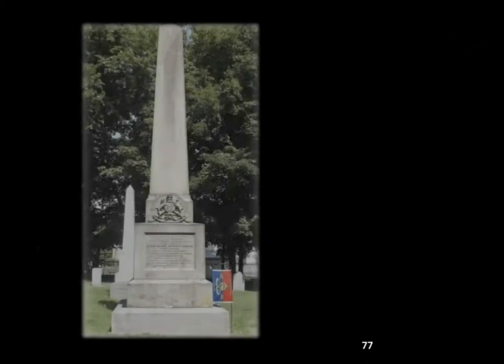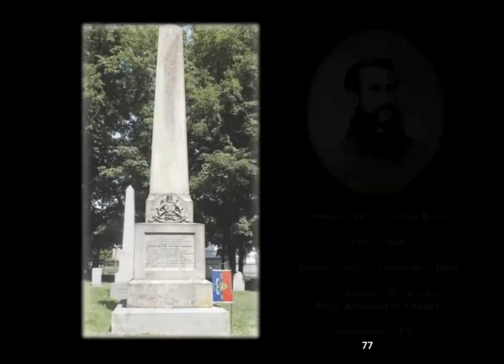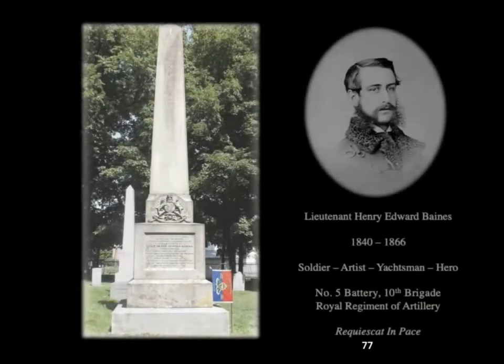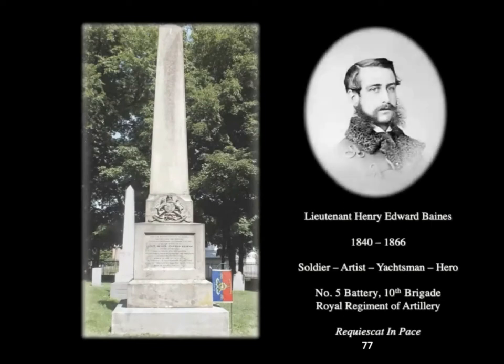Henry Edward Baines was buried in Quebec's Mount Herman Cemetery, and this monument was erected over his grave. Henry's personal possessions, including his paintings and his journal, were sent back to his mother in England. Many of the artillery officers wrote letters of condolence to Mary Baines and her daughters, who were then living in the London suburb of Brixton.